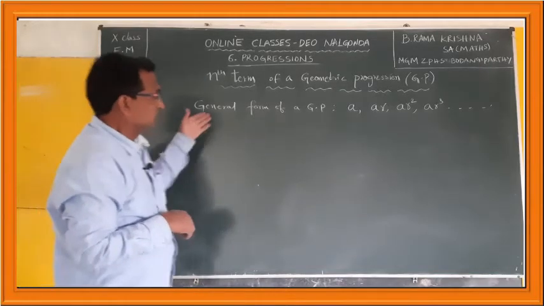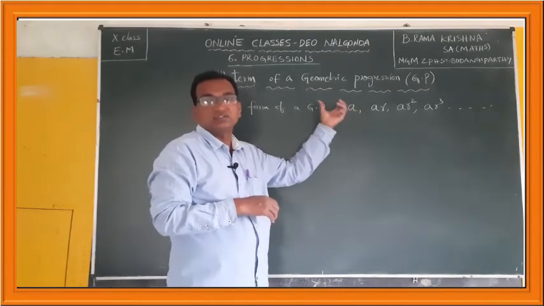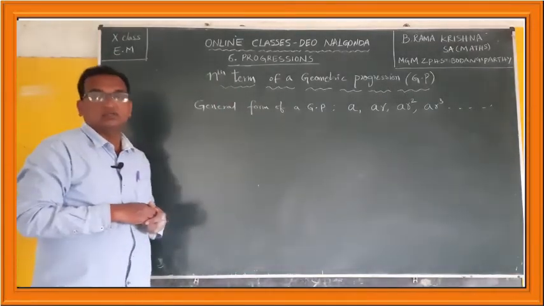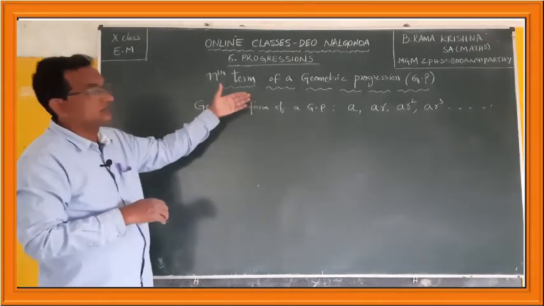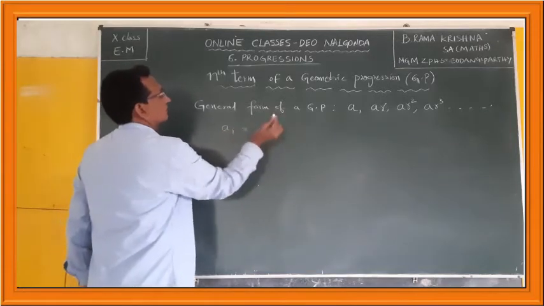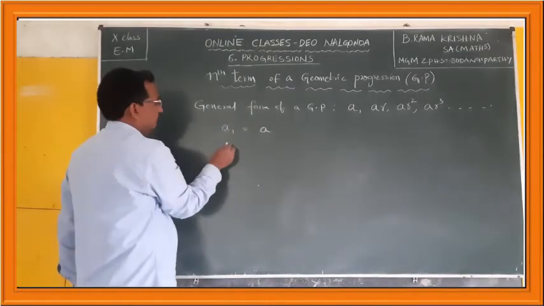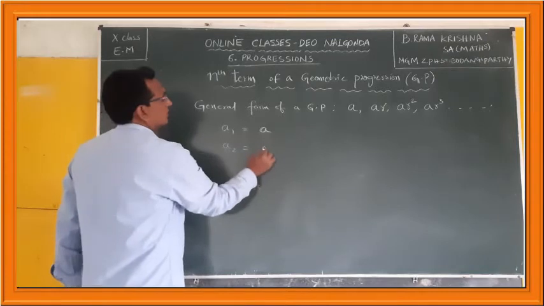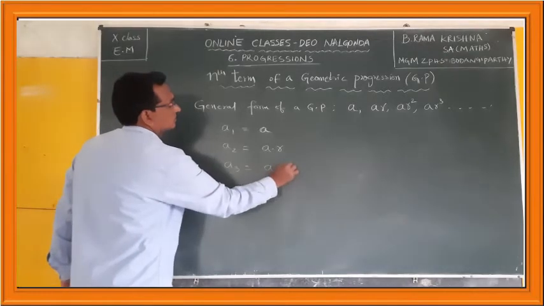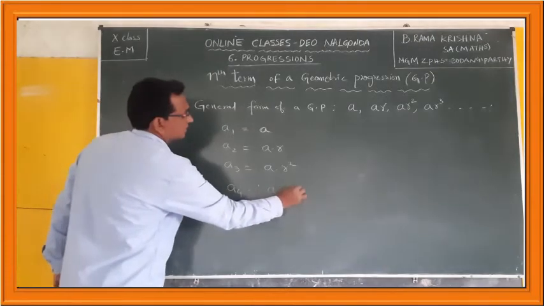So, using or understanding this general form of a geometric progression, we can write the nth term of a geometric progression. See how I write the nth term. Here a1 is nothing but the first term of the geometric progression, which is a. a2 is equal to a into r. a3 is equal to a into r square. a4 is equal to a into r cube.